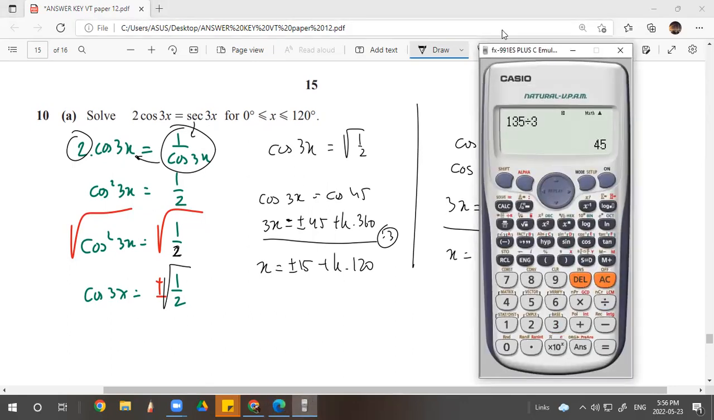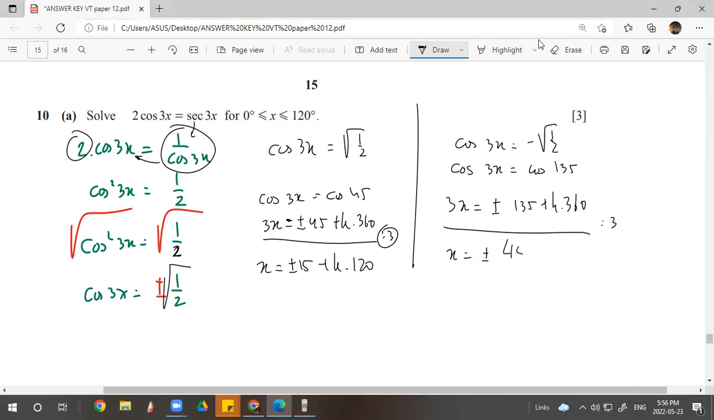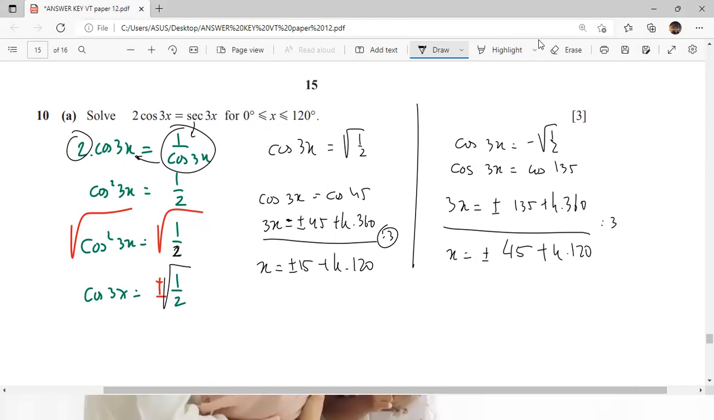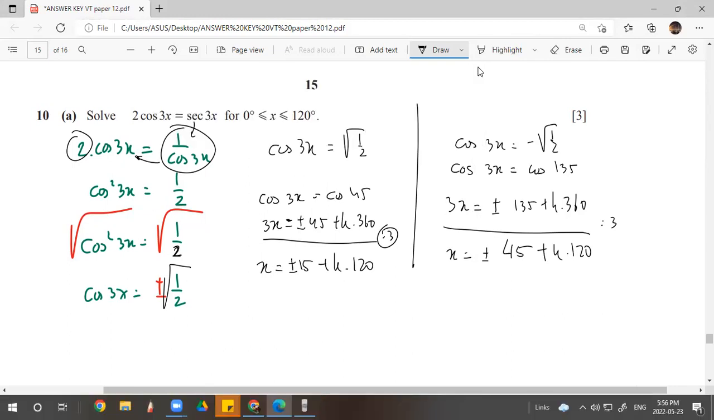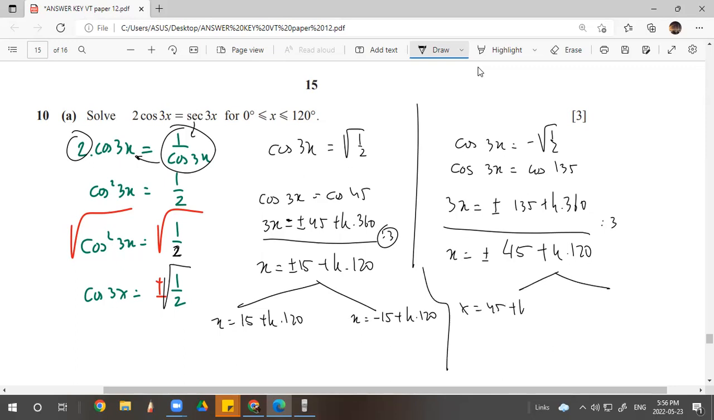45 plus k times 120. And then you need to put k as a whole number. It can be 0. So it's plus minus, so you have to separate between two parts also. You pick the first positive, plus k times 120. x equals negative 15 plus k times 120. And this also separated into two parts. x equals 45 plus k times 120. x equals negative 45 plus k times 120.